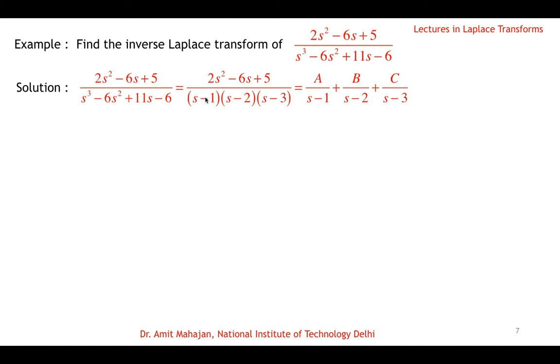So 2 minus 6 plus 5, that is 7 minus 6, which is 1, and 1 minus 2 is minus 1, so minus 1 times minus 2 is plus 2. So 1 by 2 will be the value of A.